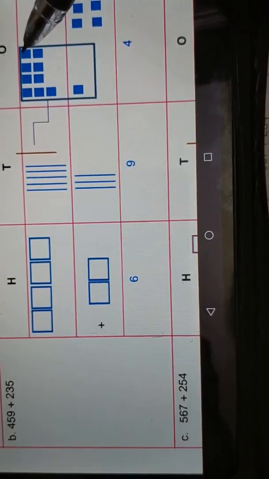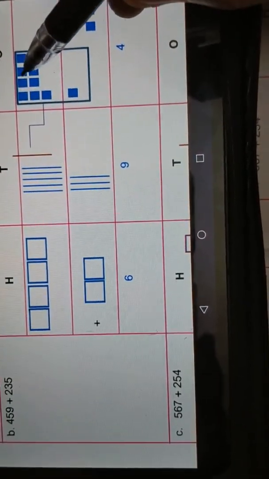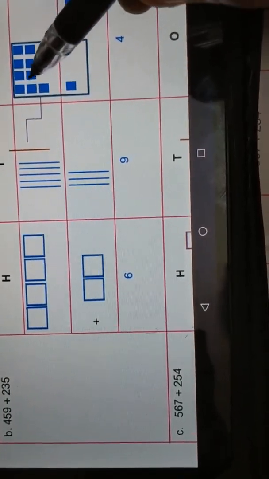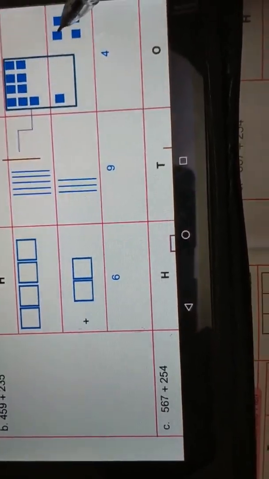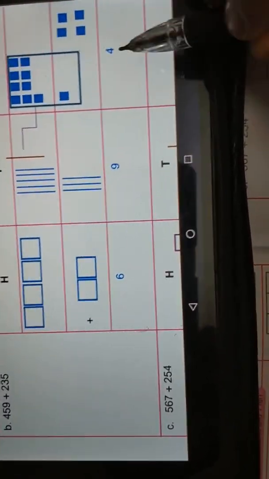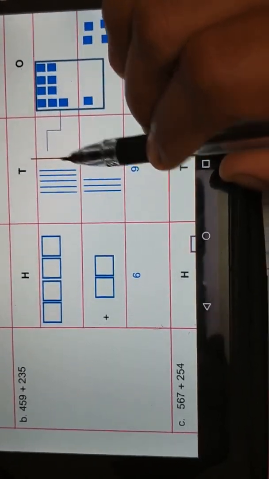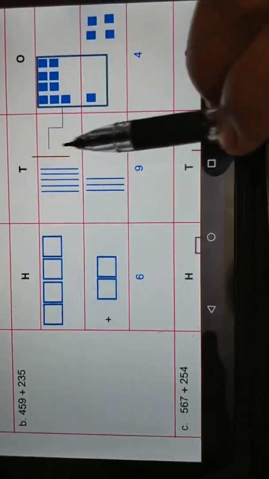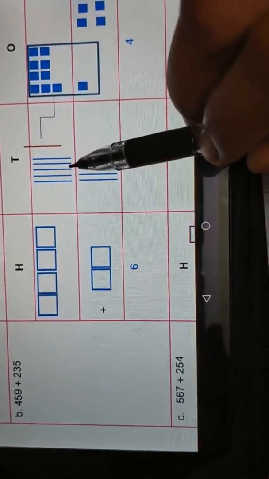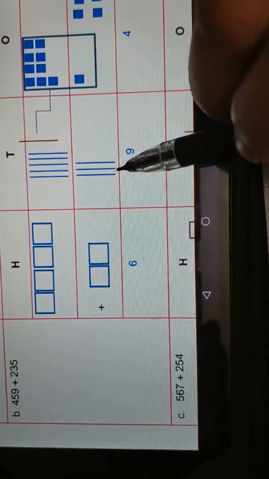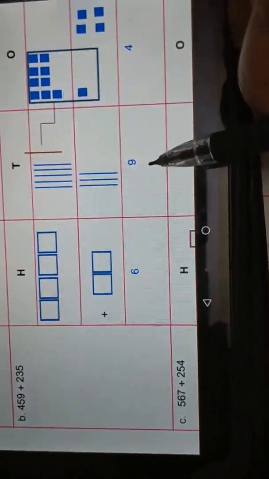Now let's count. 5 plus 9 is there, so 1, 2, 3, 4, 5, 6, 7, 8 and 9. 10, 10 plus 4, 11, 12, 13 and 14. So we have to write here 4 and 1 is a carryover. Now 5 plus 3: 1, 2, 3, 4 and 5, 6, 7, 8 and 1 more is there. So 9 is there. So we have to write here 9.